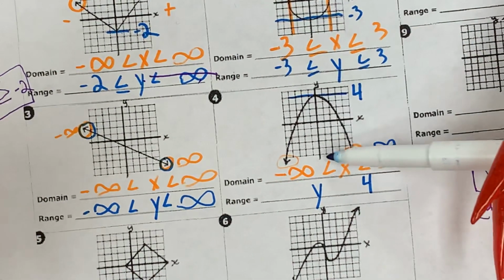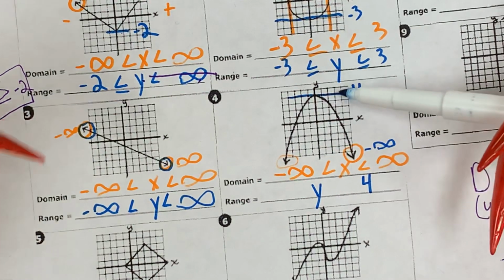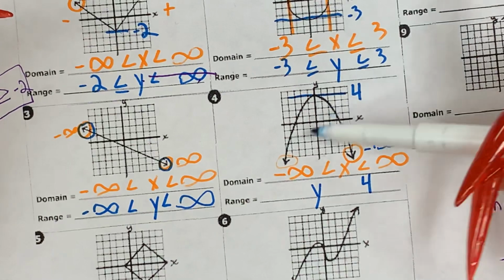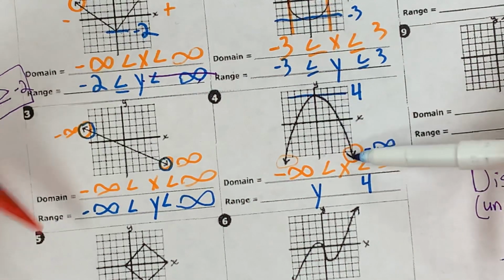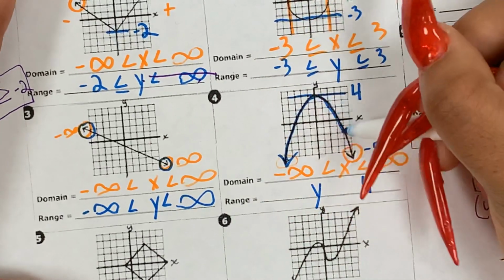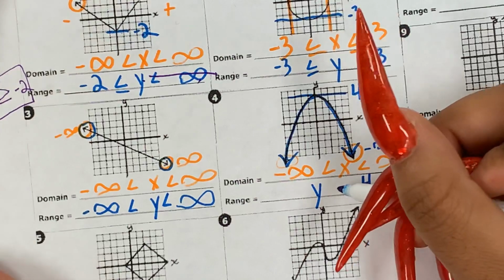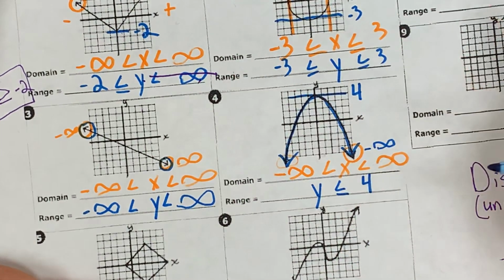So are the y values greater than 4? Or are all these values on the graph less than 4? Well, the arrows are going down. So all the y values are less than or equal to 4.